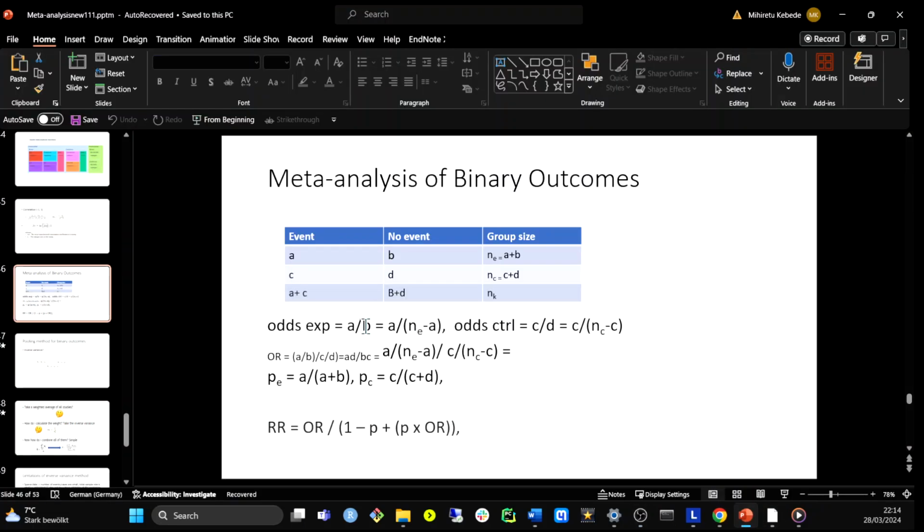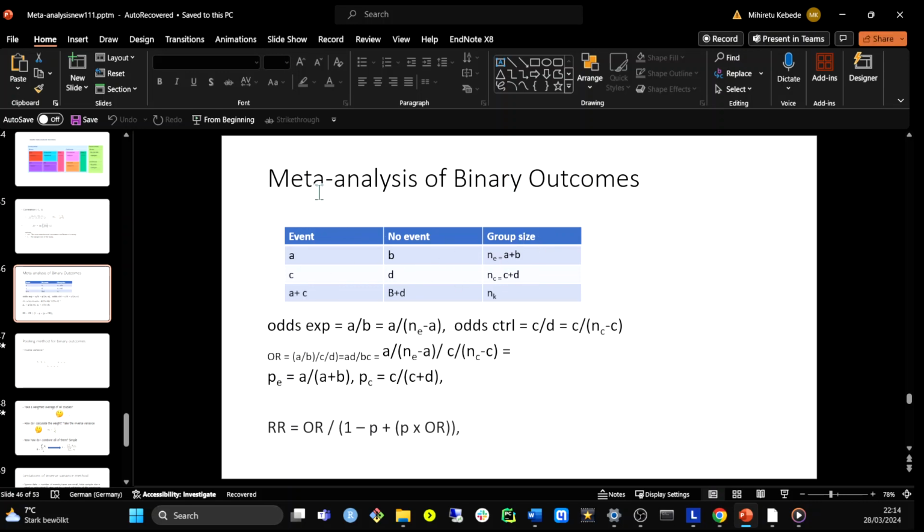Anyway, for now, just to refresh your mind about meta-analysis of binary outcomes, the association of exposure and events, exposure in case of disease, or the exposure and outcome, is often measured by odds ratios, risk ratios, incidence ratios, hazard ratios, and these are mainly measures of association for binary outcomes. So if, for example, you take disease, the person has a disease or not. Anyway, this is a traditional 2x2 table.